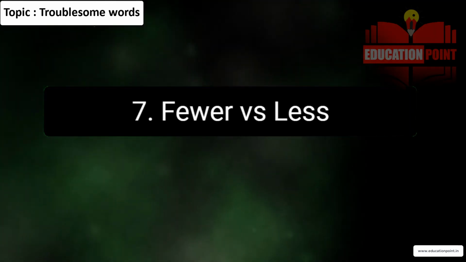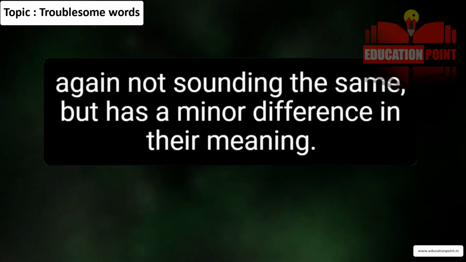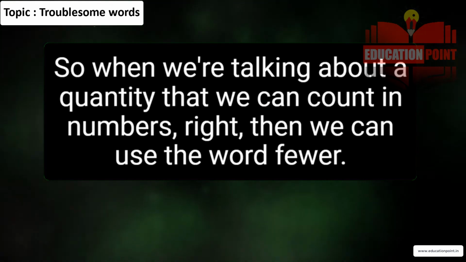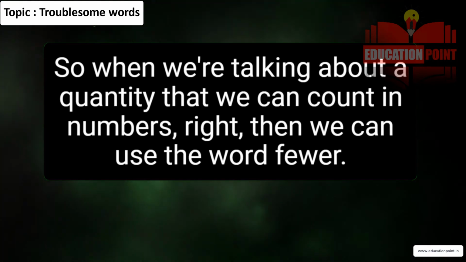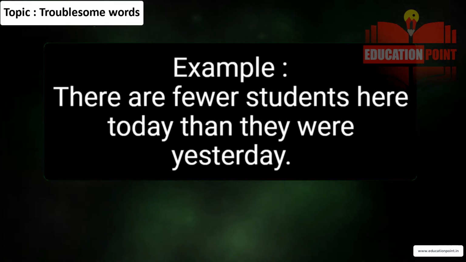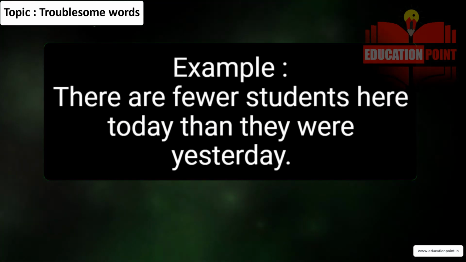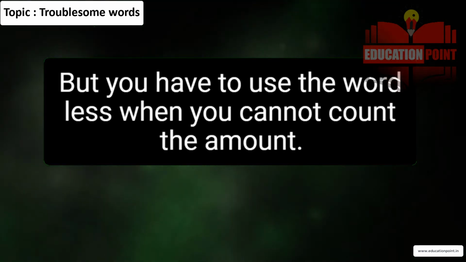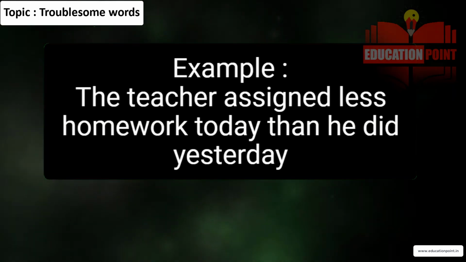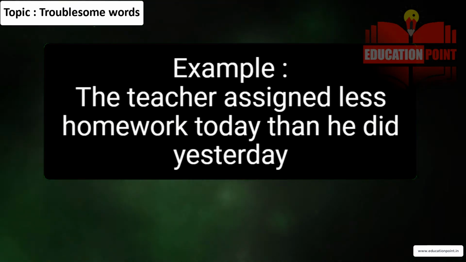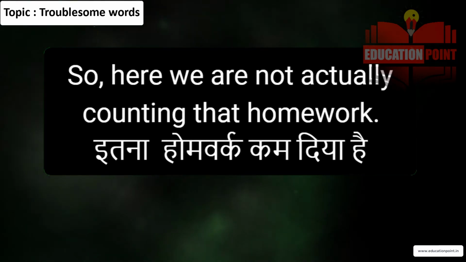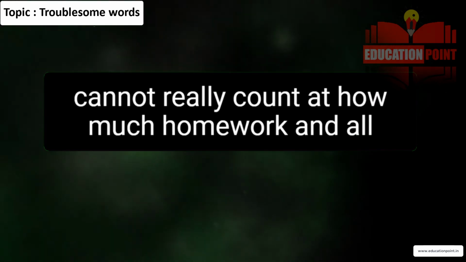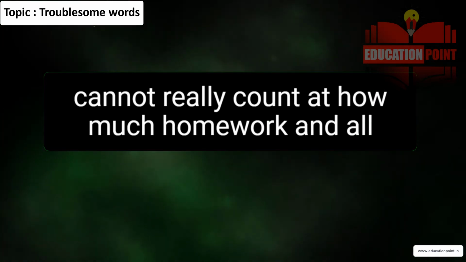The seventh set of words is fewer versus less. Again, not sounding the same, but has a minor difference in their meaning. So when we're talking about a quantity that we can count in numbers, right? Then we can use the word fewer. Example, there are fewer students here today than there were yesterday. So you can count the number of students, right? But you have to use the word less when you cannot count the amount. Example, the teacher assigned less homework today than he did yesterday. So here we are not actually counting that, itna homework kam diya hai, but instead we are saying that less homework today. So you cannot really count how much homework and all.